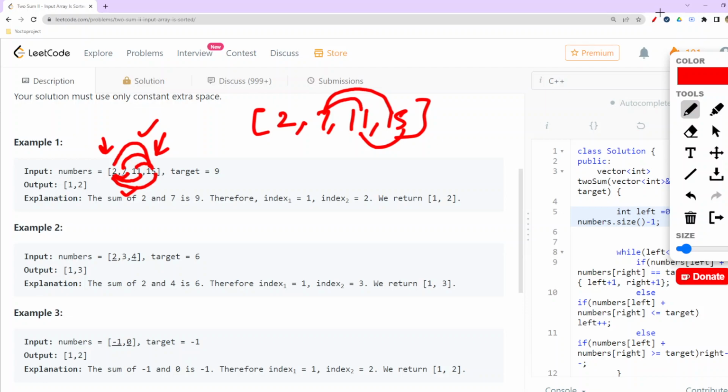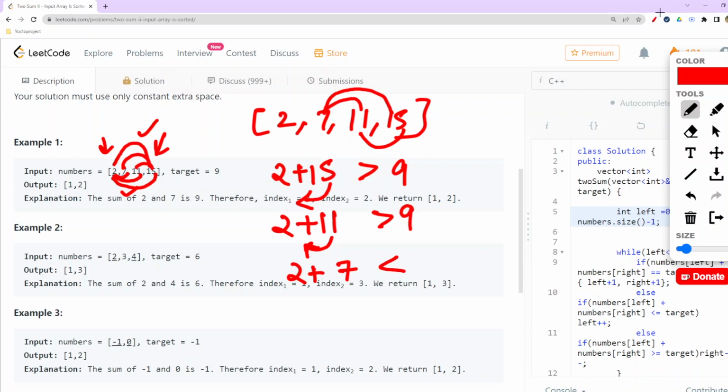And how we are required to move through all these pairs is like this. See, if 2 plus 15 is greater than 9, which it already is, then we'll move our right pointer towards the left. So it becomes 2 plus 11, which is still greater than 9, right? So we again move our right pointer towards the left. Now it becomes 2 plus 7, which is equal to 9, right? So when it is equal to 9, then this is our answer.